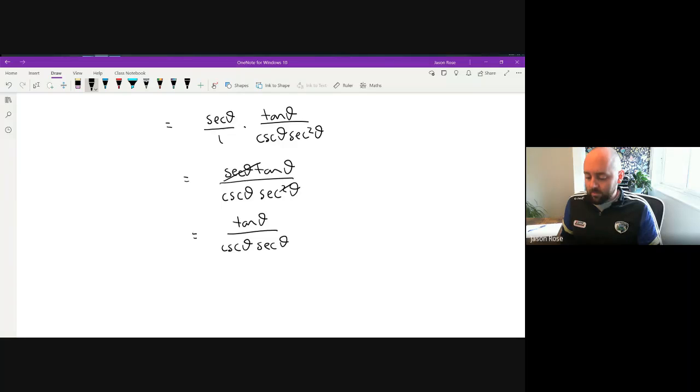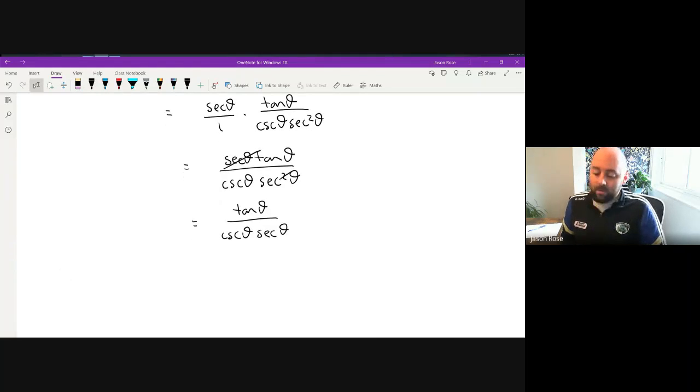So I want to try and simplify a little bit further. Maybe it's at this point that we decide to use sines and cosines, because we realize that tan is sine over cosine, secant is 1 over cosine, and cosecant is 1 over sine. So I'm just going to say, recall as well.